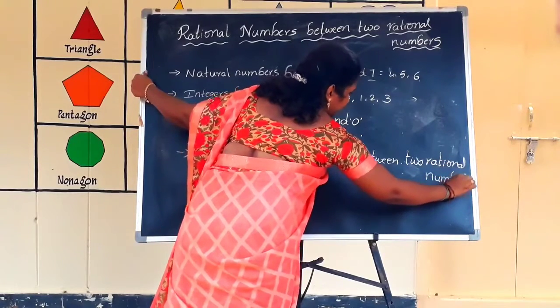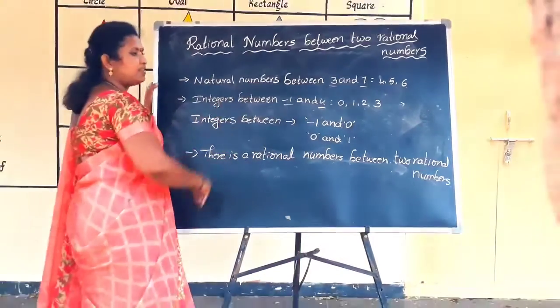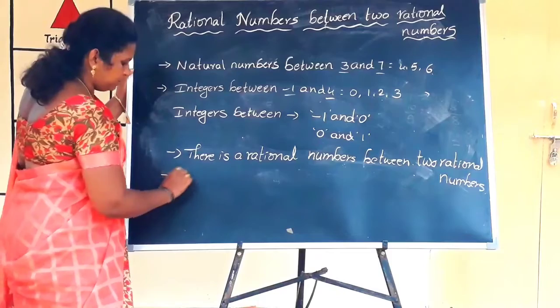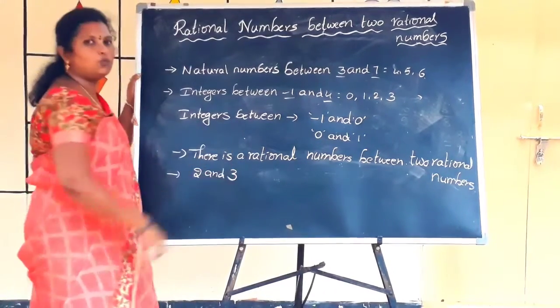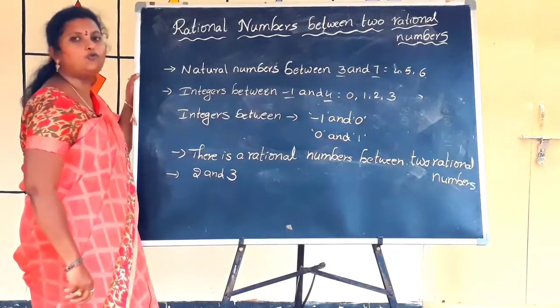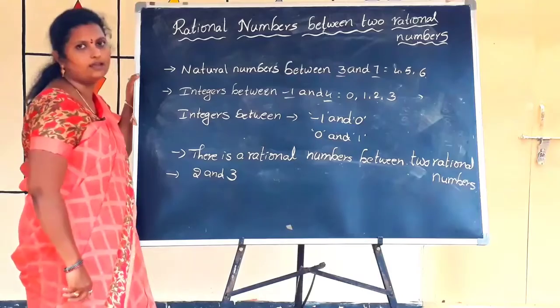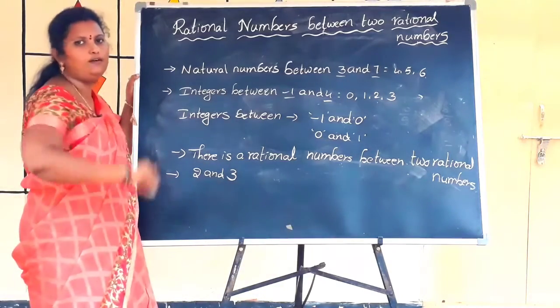So, we can write the rational numbers between any two rational numbers. Let us see one example. Take two rational numbers 2 and 3. So, what is the rational number in between 2 and 3? How to find out? Yes, we can find out by using a small formula.